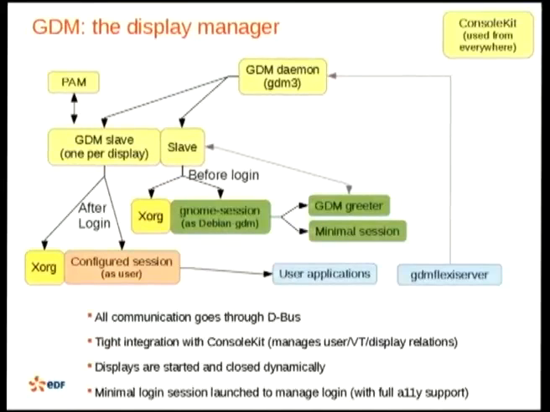ConsoleKit is used everywhere inside that, because it is the daemon which knows where the slaves and the displays are and who is logged on where. So GDM doesn't have to register that information. It is gathered directly from ConsoleKit, which is more reliable for that.